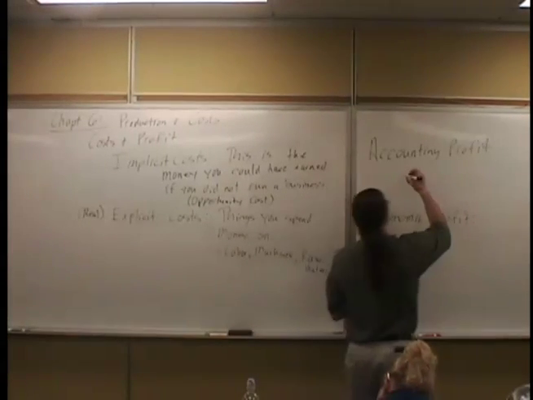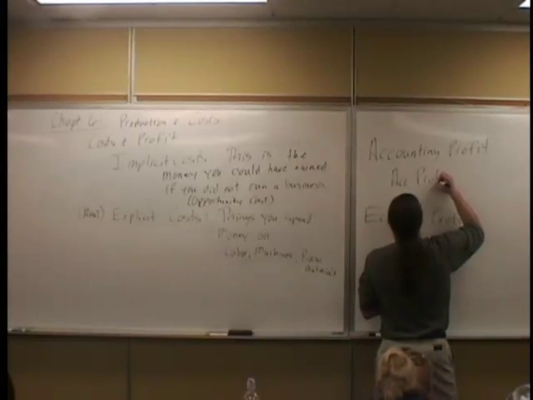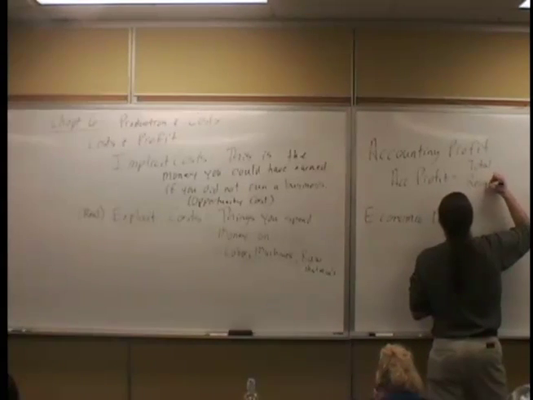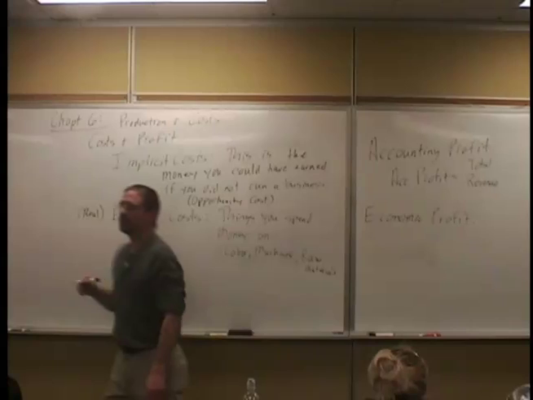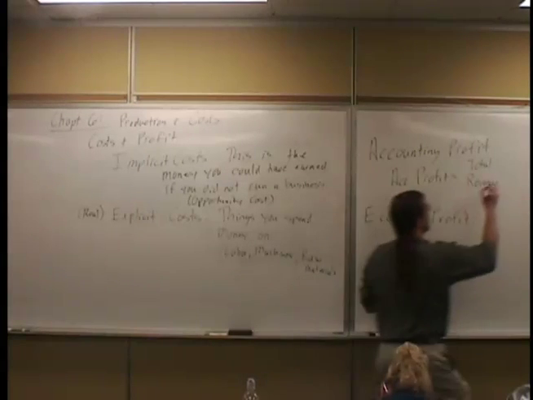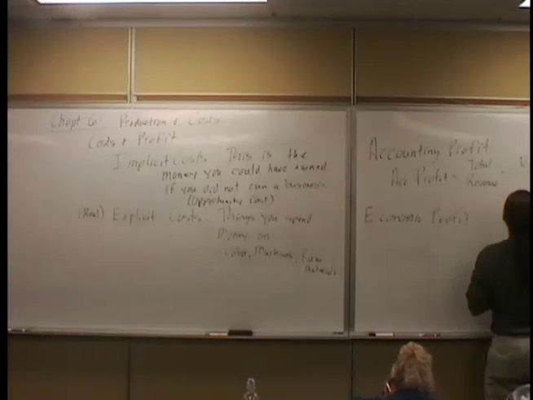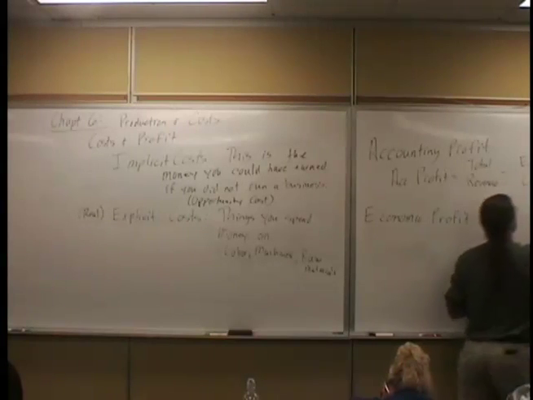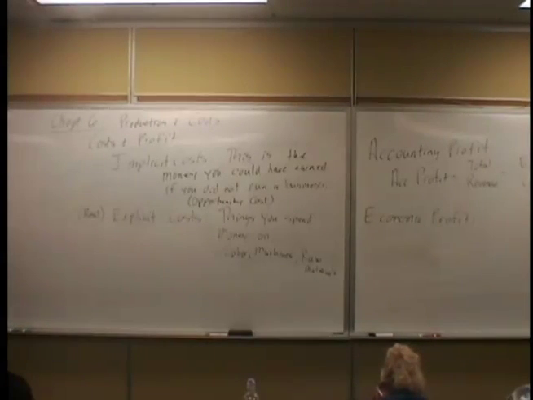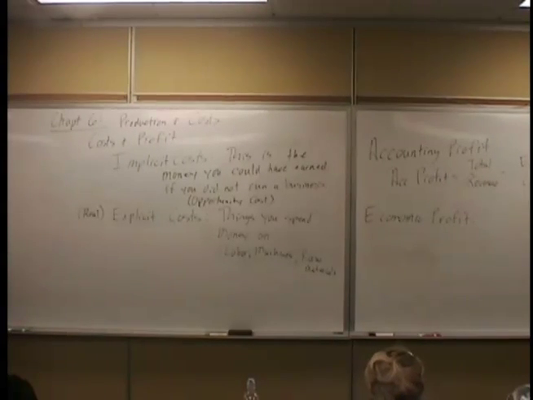Accounting profit is total revenue, which is price times quantity, minus your explicit costs. The things they're actually paying for. That's your accounting profit. So most businesses will operate at an accounting profit, okay? Because if they're not getting an accounting profit, then that's when you close the doors, right?